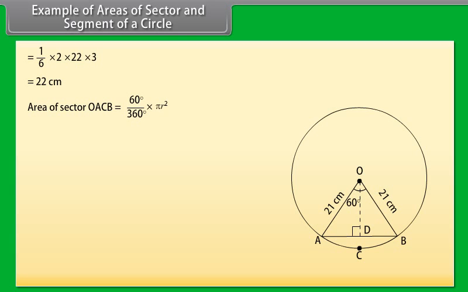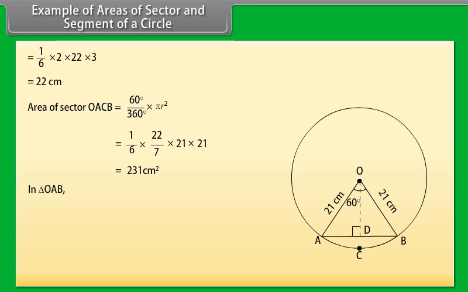Area of sector OACB is equal to 60 degrees upon 360 degrees into pi r square. Now, by substitution and calculation of the values, we get area of sector OACB is 231 centimeters square.